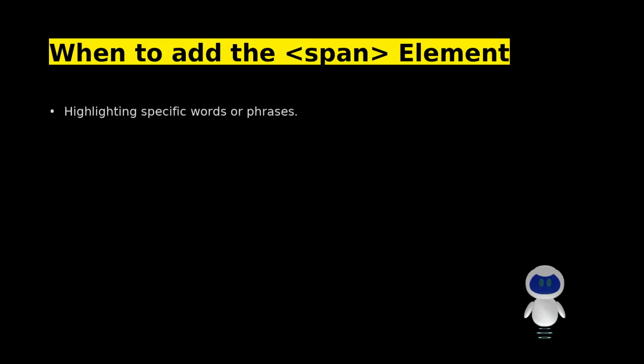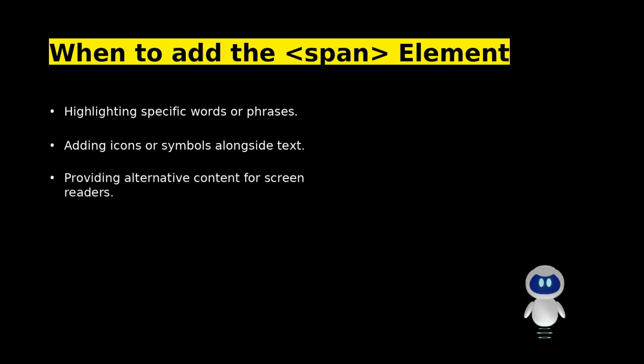Use the span element in cases where you need a container for inline content but don't want to create a line break or change the block structure. For example, highlighting specific words or phrases, adding icons or symbols alongside text, or providing alternative content for screen readers. So to add emphasis without using semantic tags like strong or emphasis, which may change the meaning, the span element can be used with class-based styling.